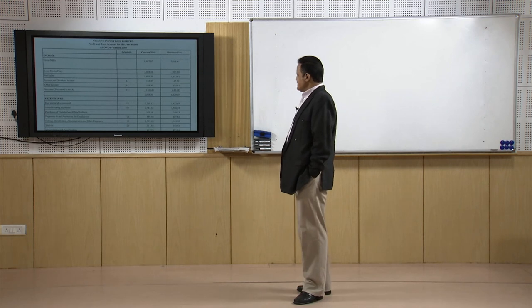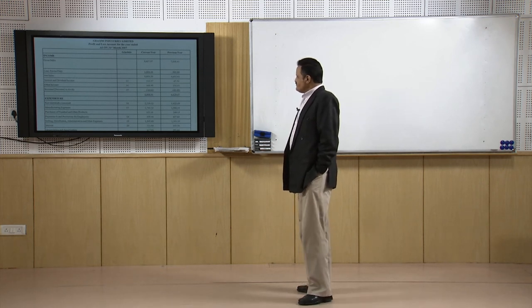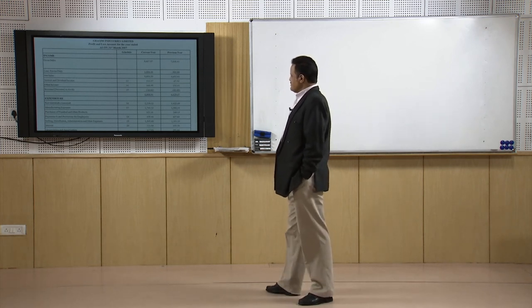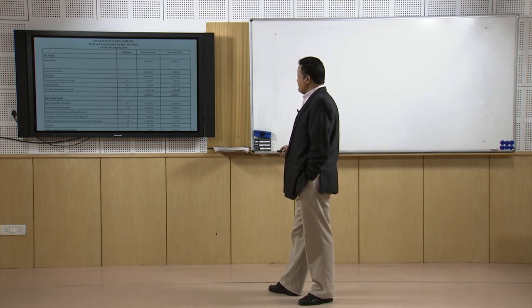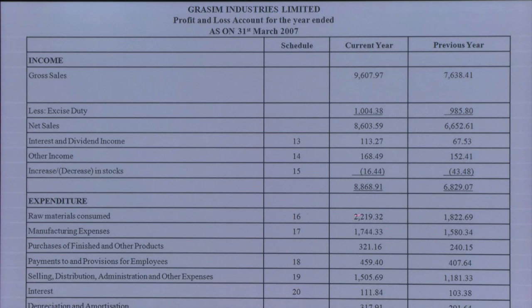So it means they are selling a quite good amount of their production in the market. And here is the lower part, which is talking about the cost of generating these sales. The larger chunk of the cost is for material, then manufacturing expenses, and then they have purchased some finished goods also, which, without any further processing, they are selling in the market. And then there are other expenses like selling and distribution expenses.